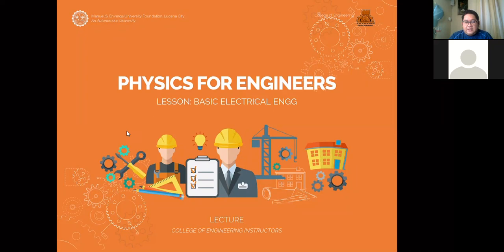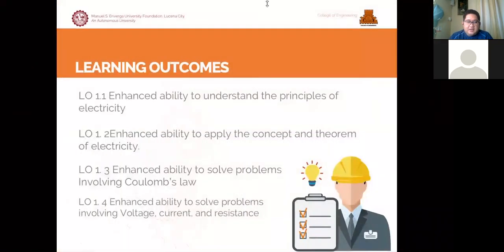Okay? So at the end of the session, these are the things that hopefully you will be able to take out, no? Yung magiging take outs for this lesson. Okay? First one is yung ability to understand yung principles ng electricity and together with the concept and theorem about electricity. Next is to apply yung Coulomb's law. So later we will be defining what is Coulomb's law and apply it in solving problems, engineering problems. And last is to solve problems involving voltage, current, and resistance.